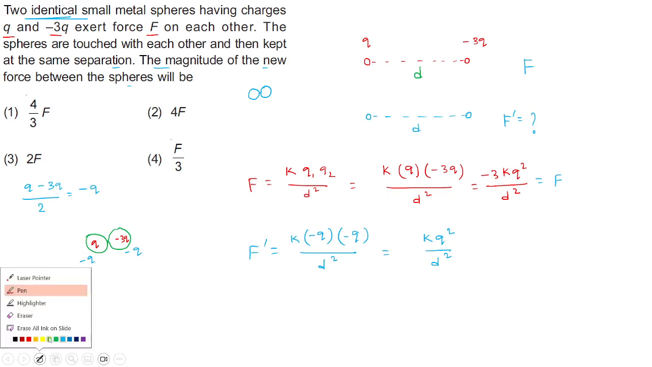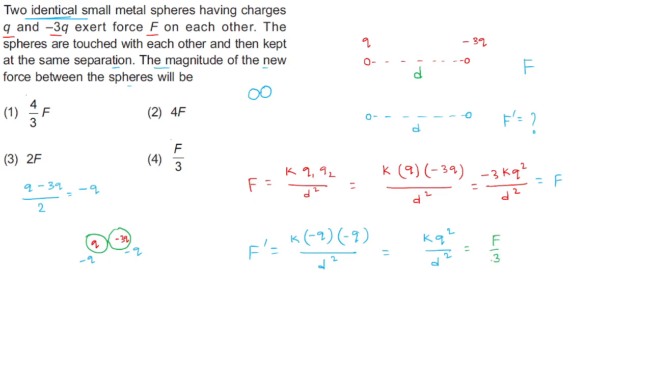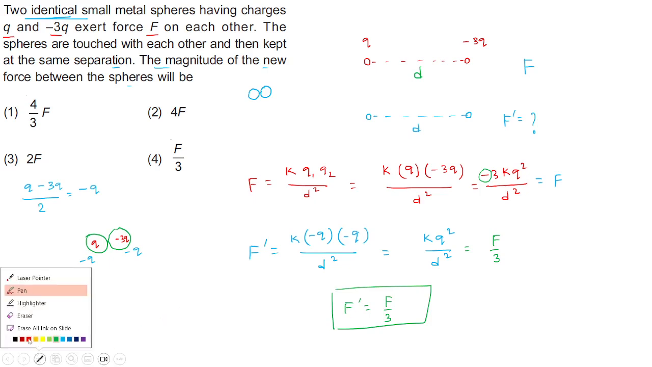So the first force was F. By comparing this first force and F prime, the new force, we can see that this is nothing but F by 3. If we consider the magnitude only and neglect the negative sign, the new force F prime will become F by 3. So our correct option will be option 4.